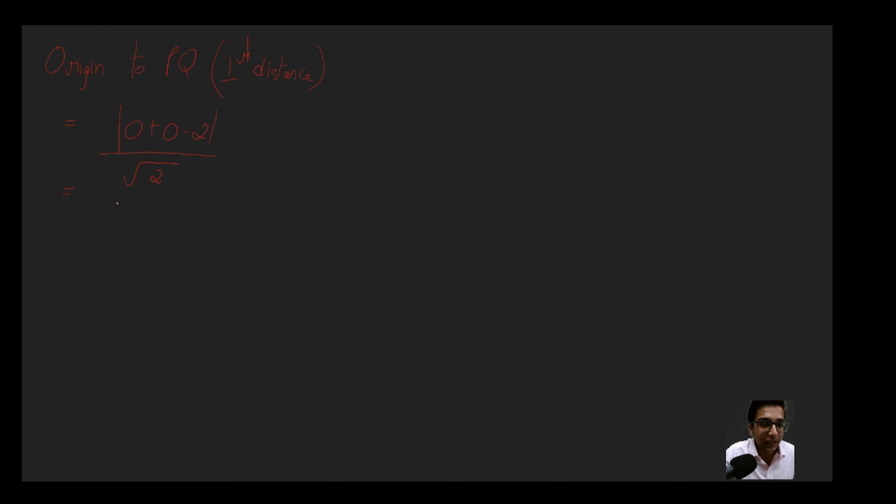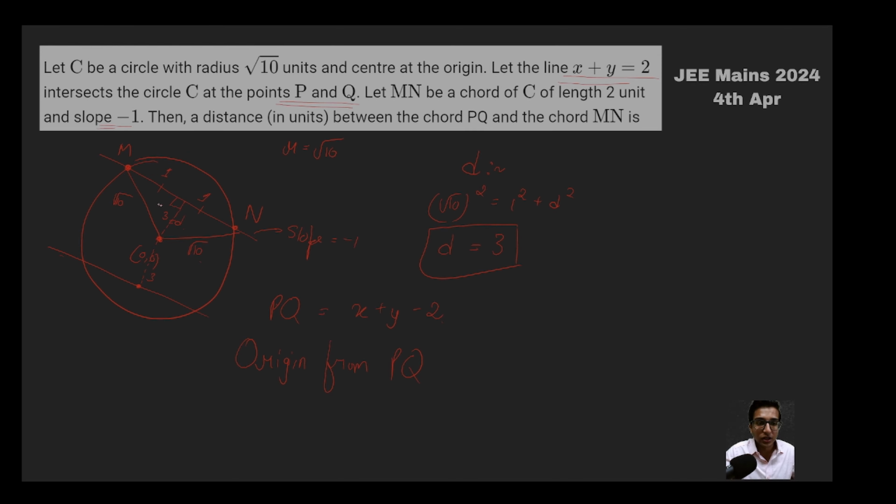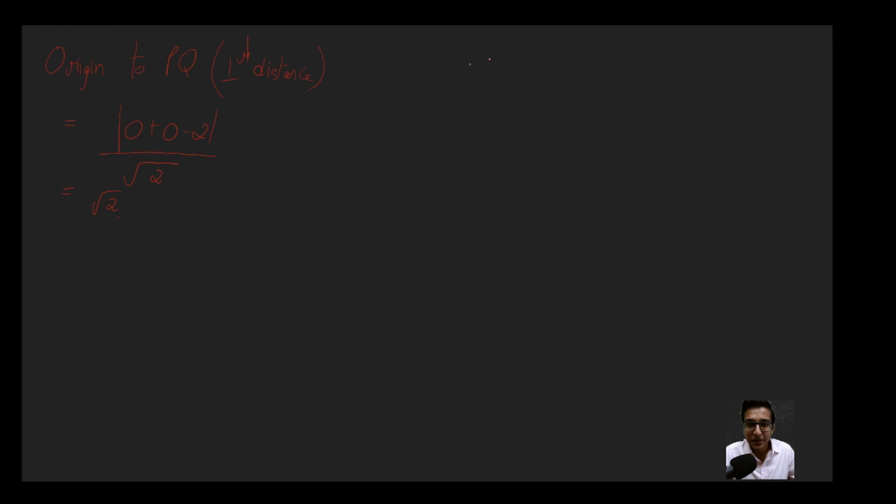So from here we get this would become plus 2, of course, because modulus is there. So this becomes root 2. So our distance of PQ from the origin is root 2. That means PQ is lying somewhere here, root 2. Now, of course, PQ is a fixed line. We have been provided with PQ.